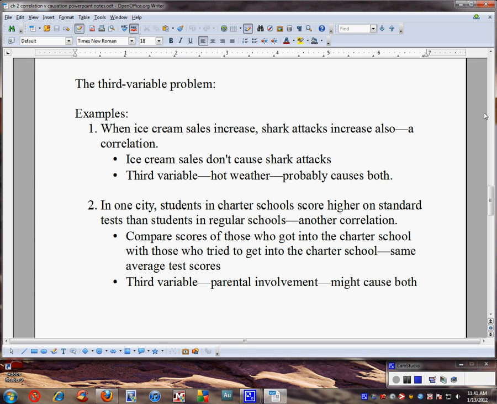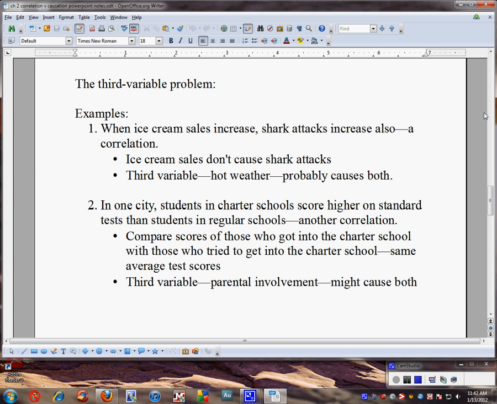Okay. Let's take a more practical example. For example, in one city, students in charter schools score higher on standard tests than students in regular schools. This is a correlation. Well, it could be, and actually we found that when we compare the scores of those who got into the charter schools, not with the whole regular school, but only the students in regular school who also tried to get in, okay? So it compares students that are a little more alike because their families or they themselves were motivated enough to try to get into the charter school. When we compare those two groups, their average test scores are the same.